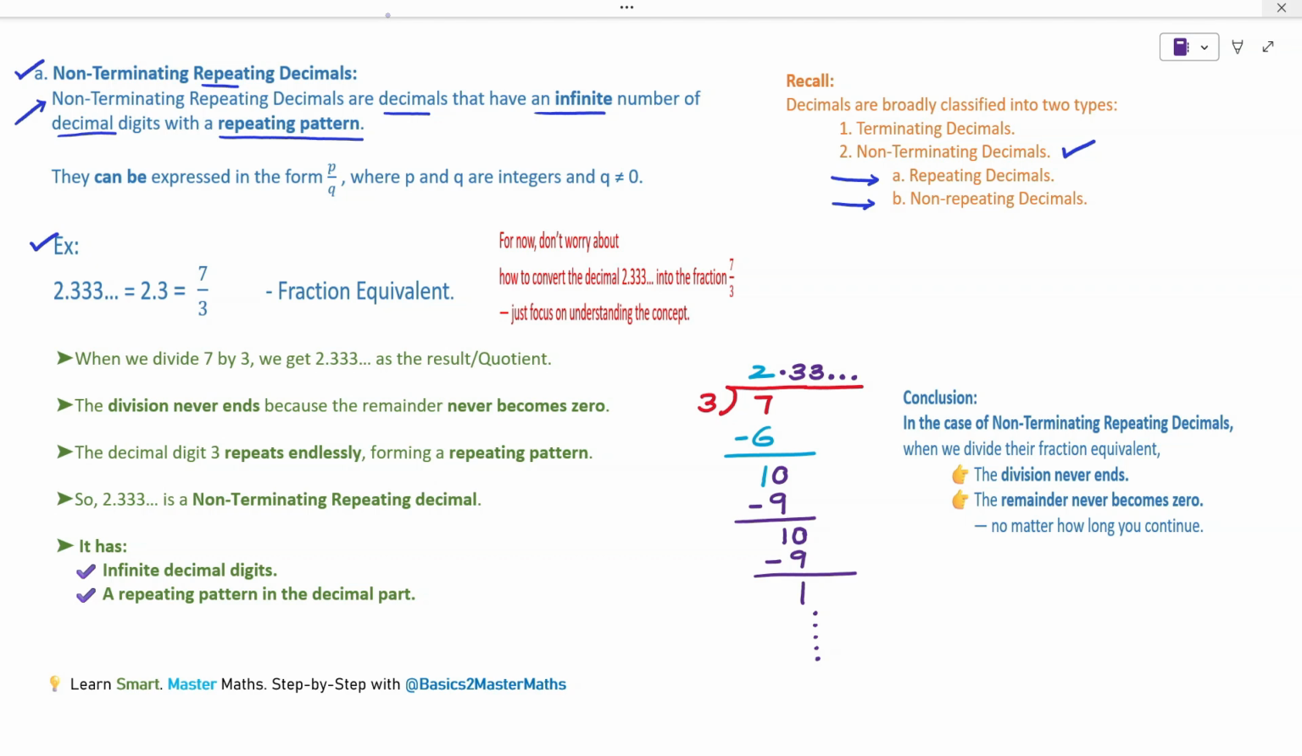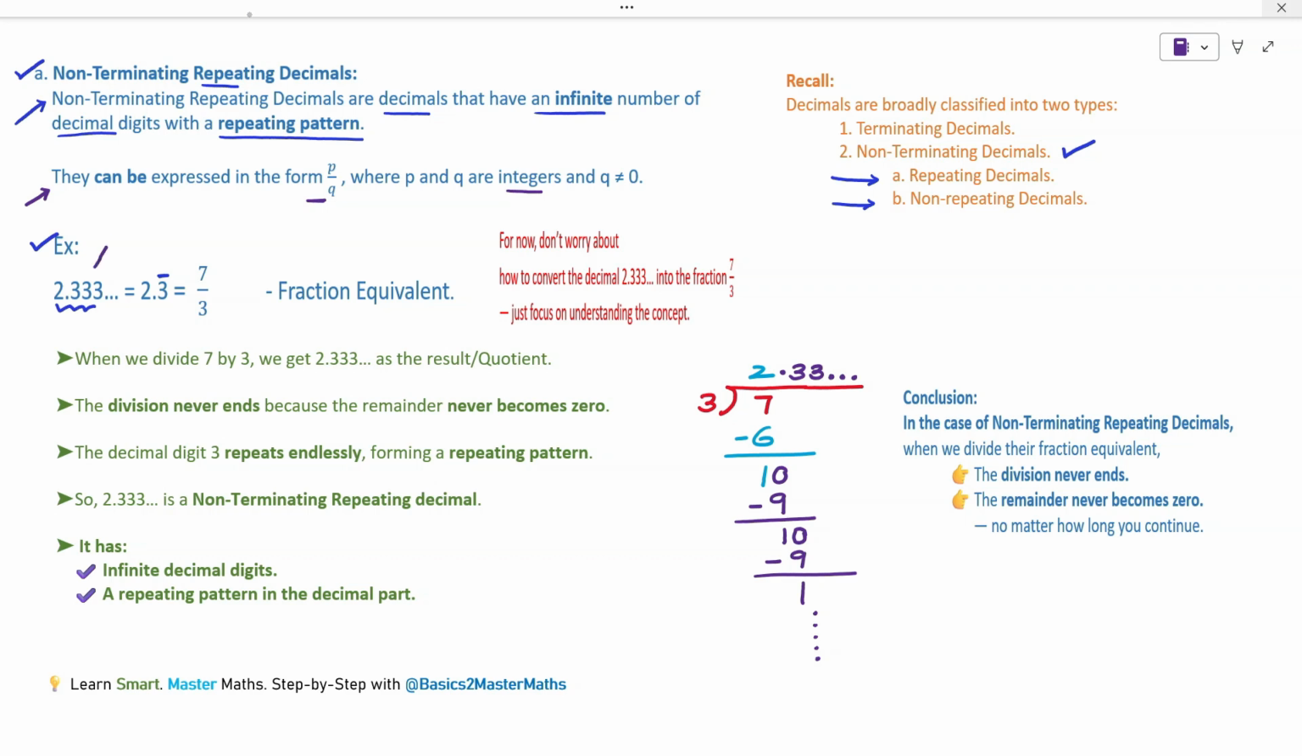We know that 2.3333 can be written as 2.3 bar. Observe here, all non-terminating repeating decimals can be written in the form P by Q, where P and Q are integers and Q not equal to 0.